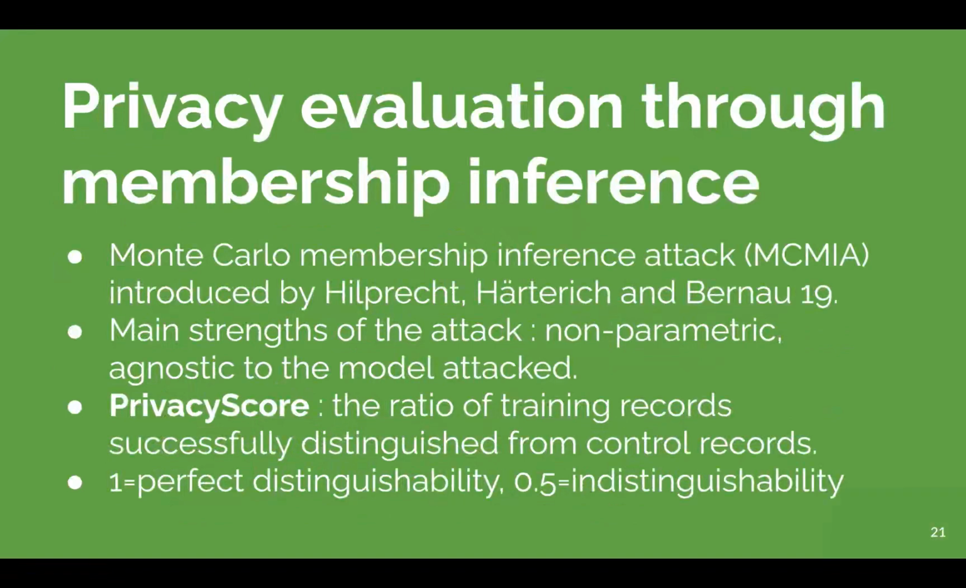We also evaluated the privacy through a membership inference attack. We used the Monte Carlo membership inference attack introduced in 2019 at PETS. The main strength of this attack is that it is non-parametric and model agnostic. The privacy score can be briefly summarized as the ratio of training records successfully distinguished from control records. 1 would be perfect distinguishability and 0.5 would be indistinguishability.